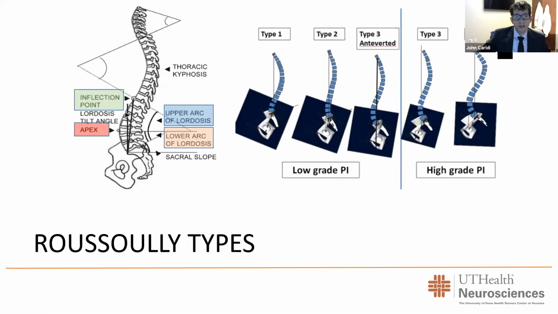And Roussely has done a lot of work regarding the types of the pelvis and how the pelvis itself is what dictates the shape of the spine. And I don't want to go into all the different types of Roussely pelvises, but just to know that the arc of the pelvis, the pelvic shape and the arc of the lordosis is what gives the spine its shape, and what we need to be conscious of when we're doing spine surgery.